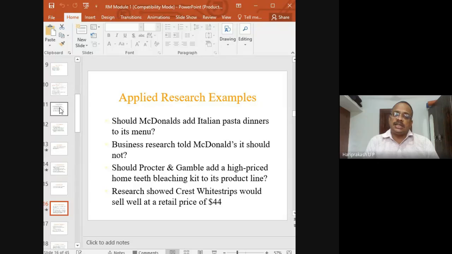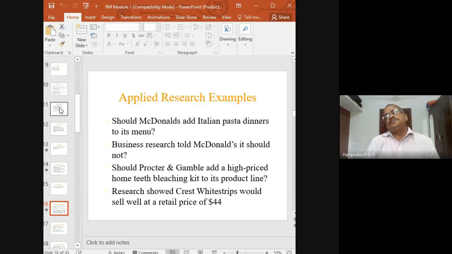So this is the example of applied research. If McDonald's does a research like that, then that is applied research. Why am I telling applied research? Because action is taken. They are going to decide whether this new product, in this particular case Italian pasta, is to be added or not. So I have told in detail so that you understand how it is actually done practically.